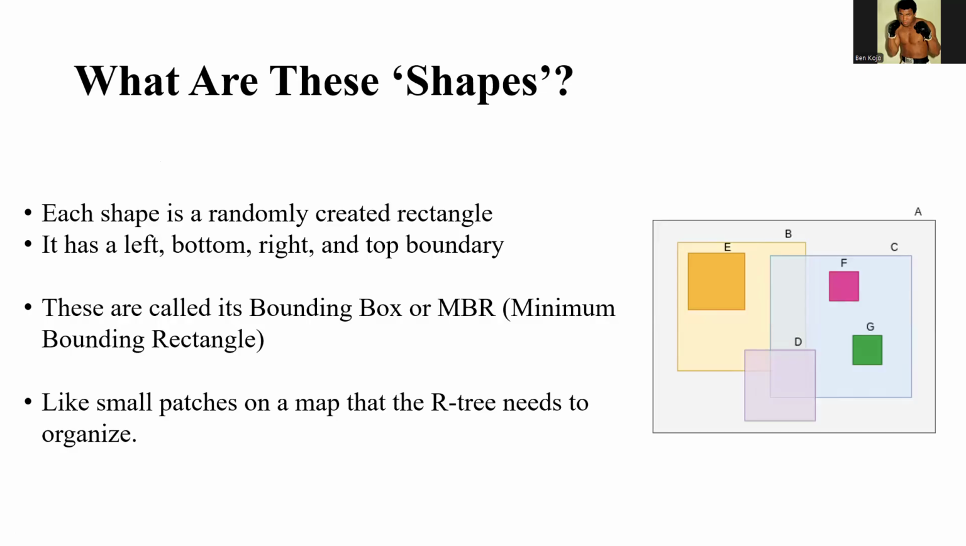So what are shapes? Each shape is a randomly created rectangle. It has a left, bottom, right, and top boundary. These are called the bounding box of the tree, and they are like small patches on a map that the R tree needs to organize. For example, as can be seen on the right, these are organized shapes.